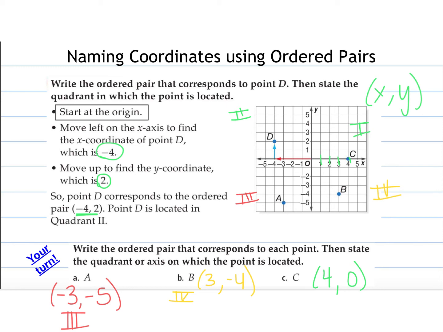It's not actually in any of the quadrants. We would say that it is located on the x-axis. So if it falls on either the x or y-axis, we don't say it's in a quadrant, it's on the axis instead.